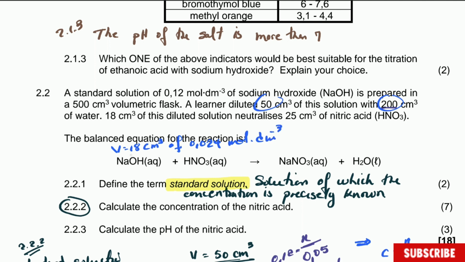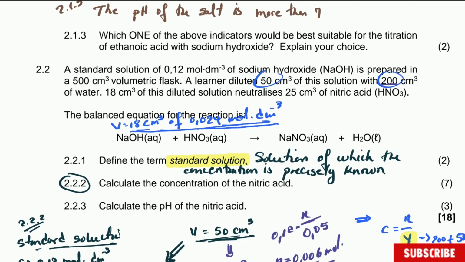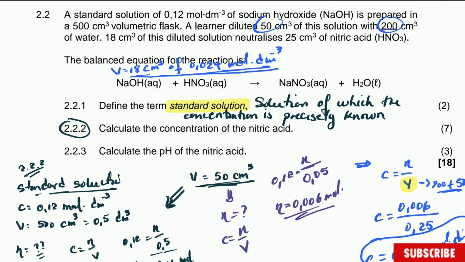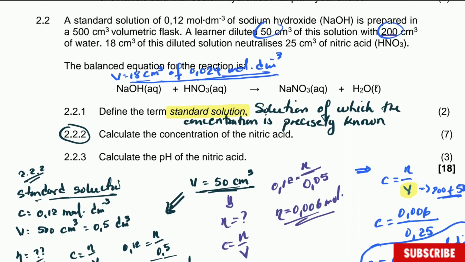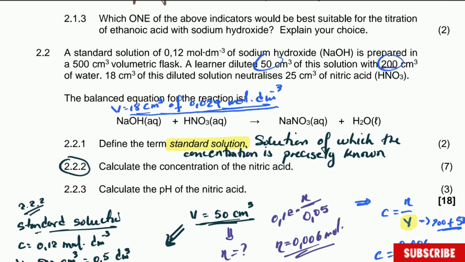This one is a very, very good question. So this is the amount that was now used to neutralize the acid. So we have to go back now and calculate the number of mole of that specific 18 cubic centimeter. That is what we're going to do on this side here, using the same formula. So I'm going to now use the same formula. Concentration is equal to number of mole divided by volume.